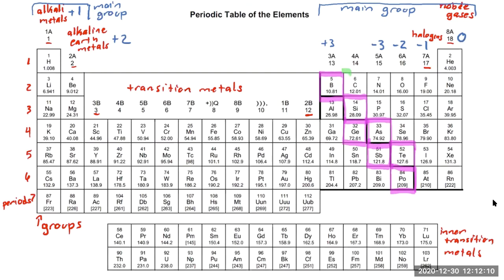And then that means everything in green here, these are our nonmetals, plus hydrogen. Hydrogen's the only one outside of that group that's a nonmetal. So everything highlighted in green is our nonmetals. Purple, metalloids, and everything white is our metals. And then one last thing to note about our inner transition metals.